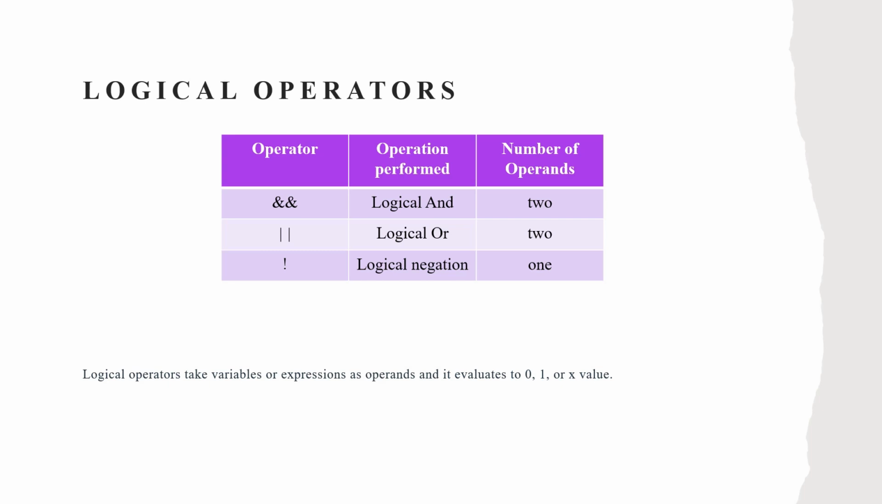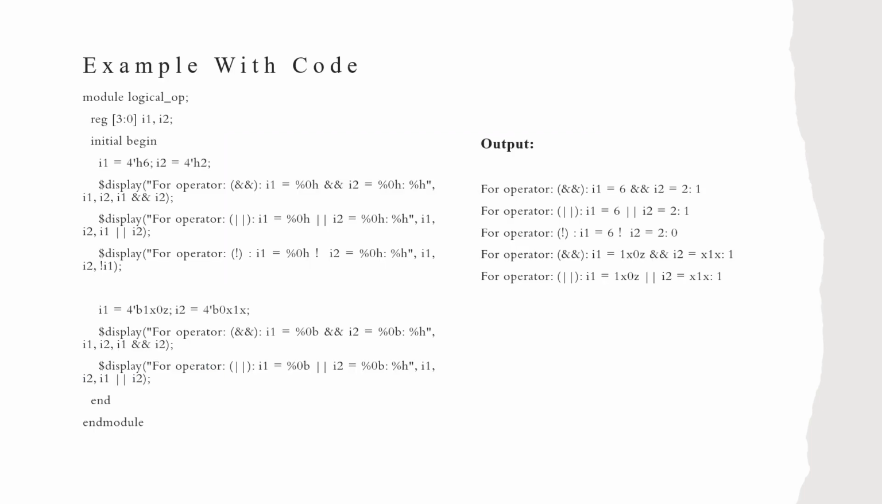So here I take one example of logical operation in which I take 4-bit input numbers and perform this operation, and this is the output. Here I take 2 known values and 2 unknown values, and all the operations are performed. These are the outputs.